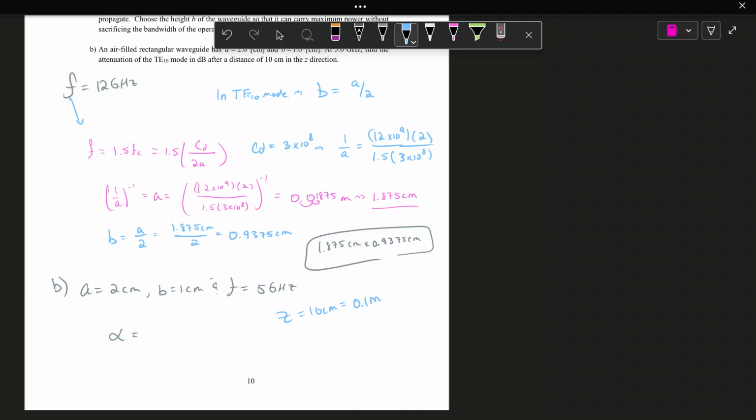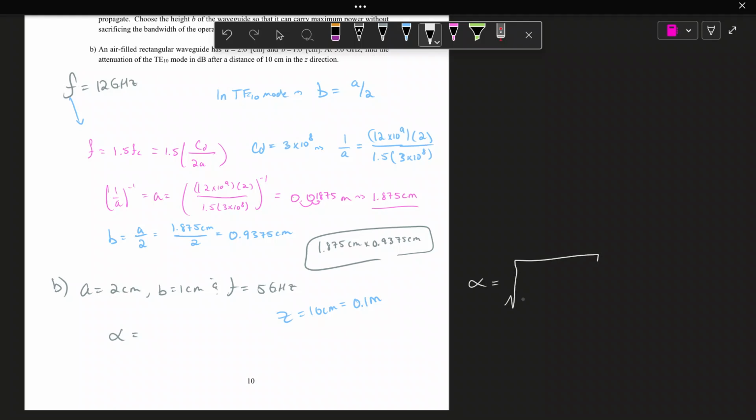All right, so in the TE10 mode, alpha is a little different. It's not going to be your standard K double prime times the depth of penetration times 8.686. This is a little different. What we have to do now is straight from the notes, by the way, and I don't believe this is in the formula sheet. I think in the formula sheet they have the cutoff frequencies.